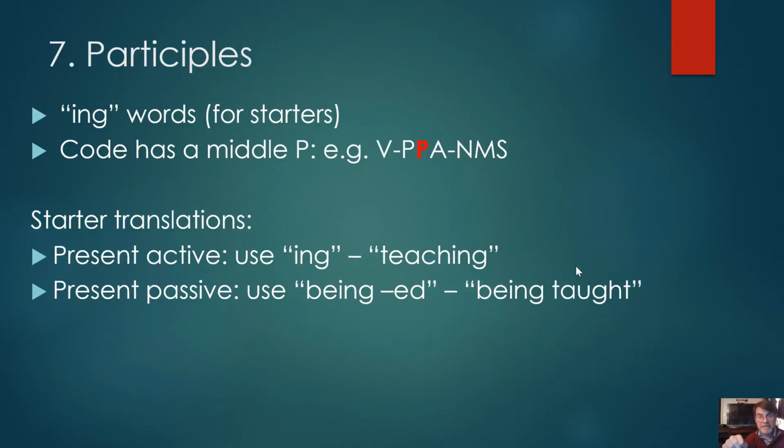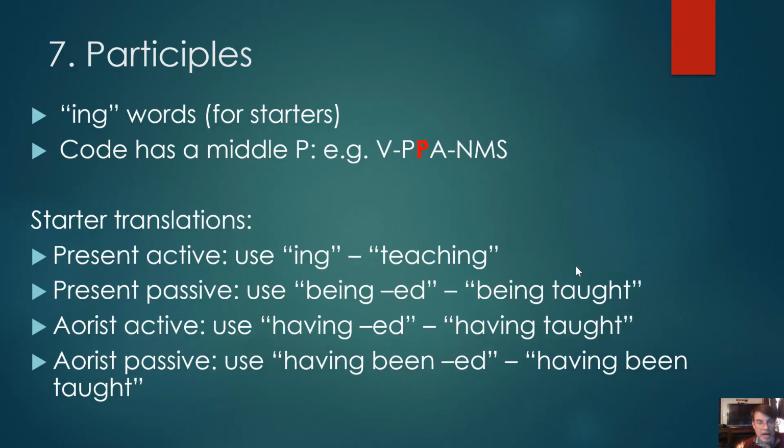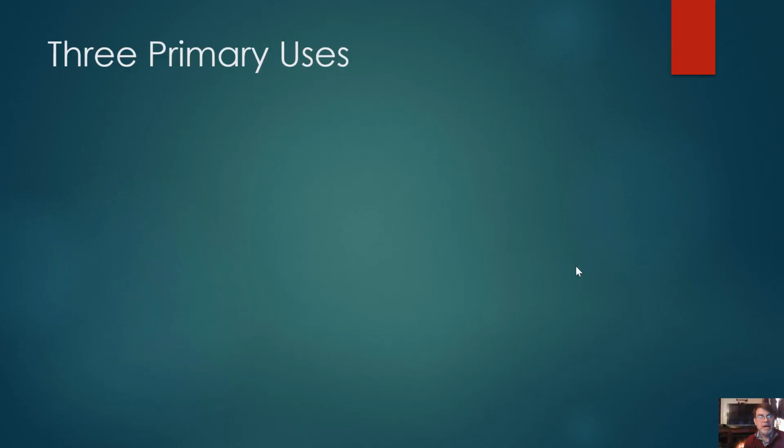So present active, teaching. Present passive, being blanked. Aorist active, having blanked. So in this case, having taught. And then aorist passive, having been taught. So these are our rated G starter translations of participles. And we'll start just by getting it on the page, taking whatever it is, and getting that starter ing translation out there. But there are three basic uses for the participle.